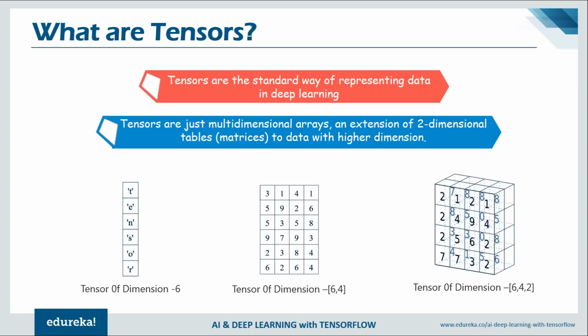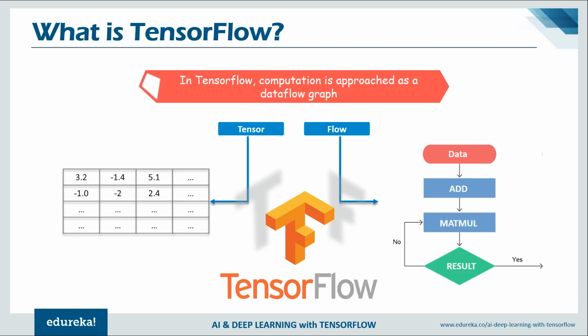TensorFlow, as the name indicates, is the framework to define and run computation involving tensors. So as you can see, we have a tensor of dimension 6, then we have a tensor of dimension 6, 4, and finally we have a tensor of dimension 6, 4, 2. Now these dimensions are not limited to 2, it can be multidimensional. Now in TensorFlow, the computation is approached as a data flow graph.